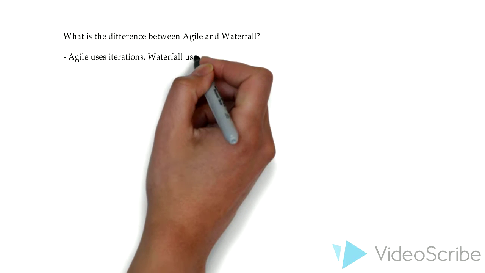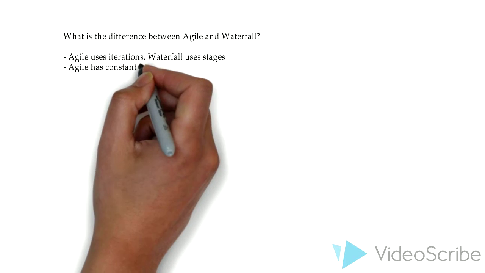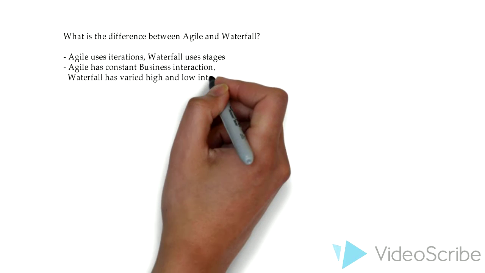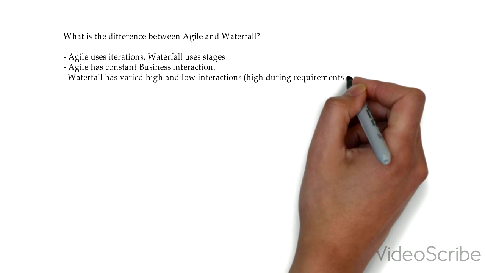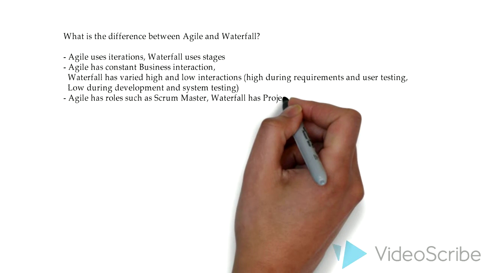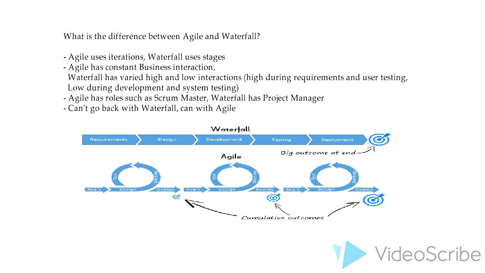There are several key differences between Agile and Waterfall. First of all, Agile uses iterations, Waterfall uses stages. Agile has constant business interaction. Waterfall has varied high and low interaction, which is high during requirements and user testing, and low during development and system testing. Agile has roles such as Scrum Master, whereas Waterfall has Project Manager. We can't go back with Waterfall, but we can with Agile. So let's have a look for more data.